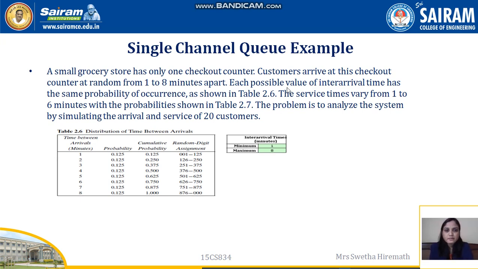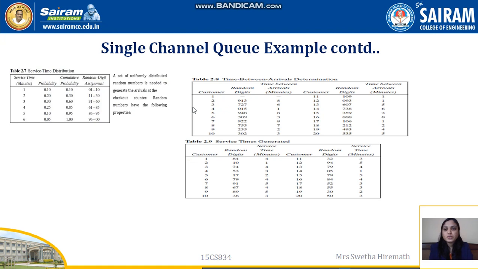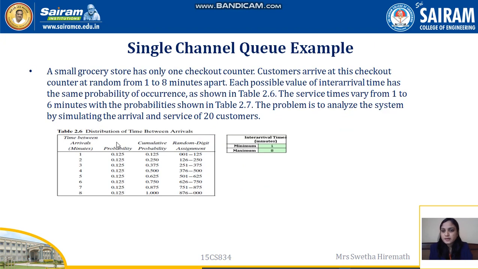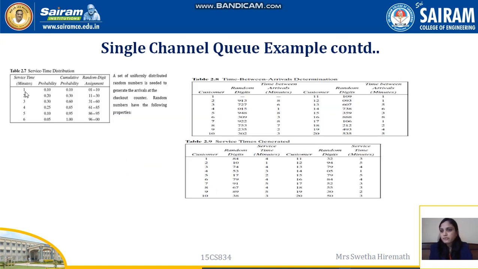About service, what they have given is that the service time varies from 1 to 6 minutes with the probabilities shown in table 2.7. So for this service time they give you the number of minutes, 1 to 6 minutes, and the probability distribution for those service times. These values are not the same, so we will have different values here. In the distribution of the time between arrivals, they mentioned that arrivals have the same probability value, so we take all the values as 0.125. And here for service time 1, it is 0.10, then 0.20, and it continues till 6, which is 0.05.